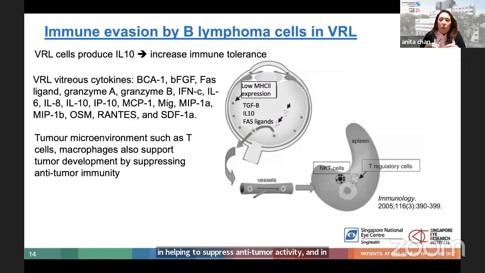We also know that the tumor microenvironment plays an important role in helping to suppress anti-tumor activity. And in the eye, in vitreoretinal lymphoma, there's always a background of a lot of T cells and macrophages, and they also secrete factors and cytokines that may support the tumor development.